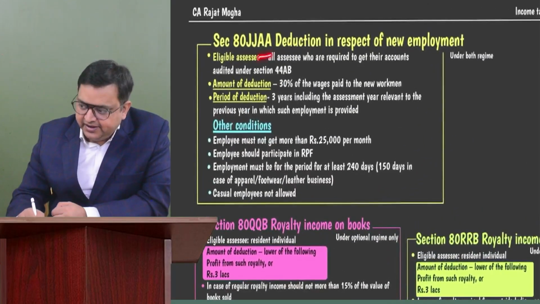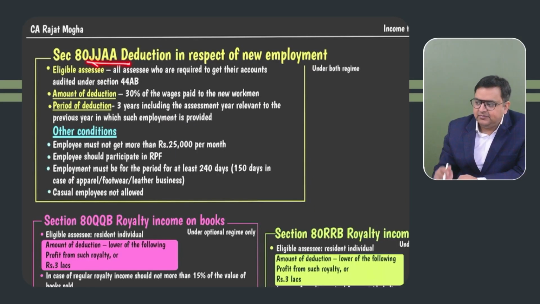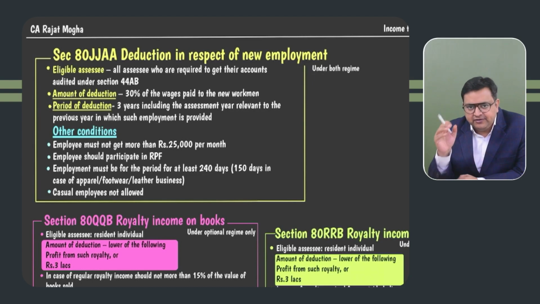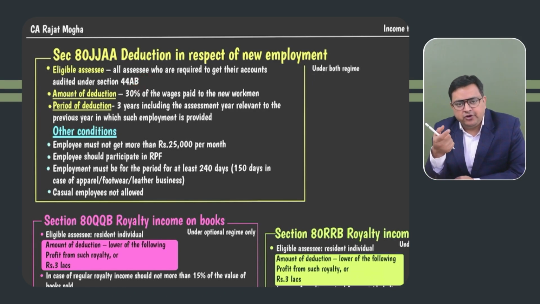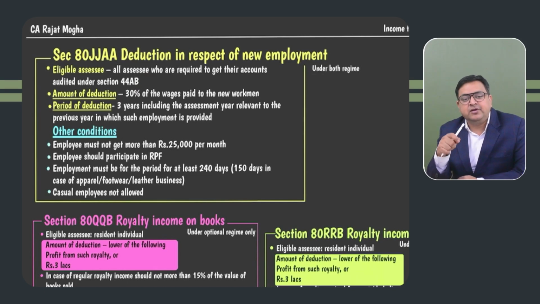80JJAA is available under both the regimes, whether you are following the optional regime or the default regime. Here, if the assessee is required to get their accounts audited under Section 44AB, they are eligible. If they have given new employment, as the number of headcounts has increased from last year, they are giving salary to the additional employees. Paying salary is allowed as a business expense, but additionally, they will get 30% of the salary which they are paying to their employees. Who are the eligible employees there?